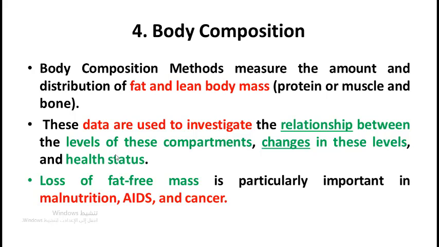Okay, the fourth measure is the body composition. Body composition methods measure the amount and the distribution of fat and lean body mass, protein or muscle and bone. These data are used to investigate the relationship between the levels of these compartments, changes in these levels, and health status. Loss of fat-free mass is particularly important in malnutrition, AIDS and cancer.